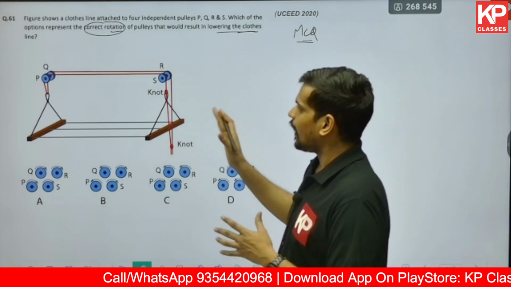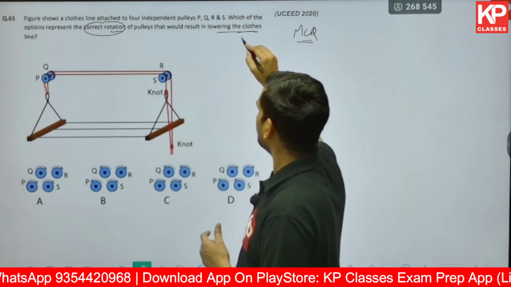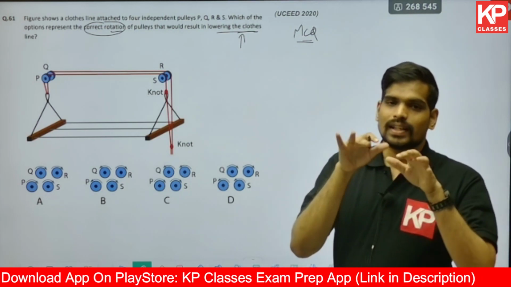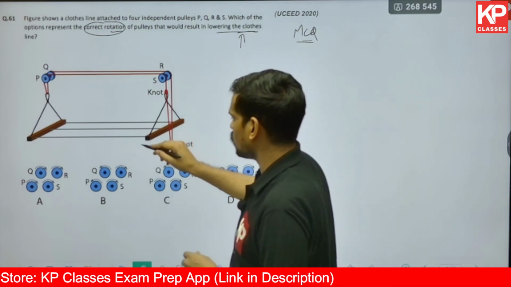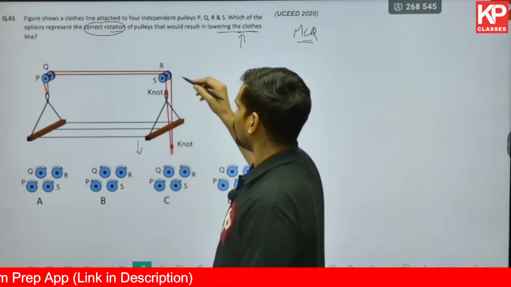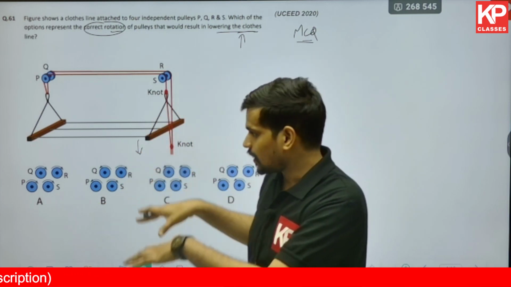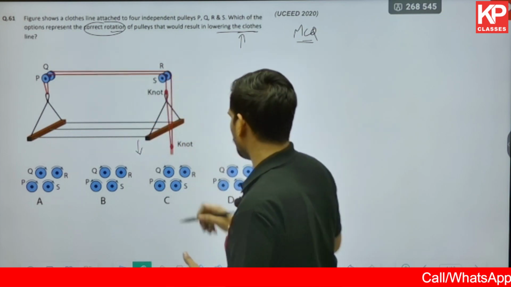Now let us try to have an observation over here. The clothesline has to move down. That's what lowering of clothesline they're saying. So first thing is to understand what is the movement of the load. The load in this case is the clothesline that is moving in the downward direction, that has to be lowered. The complete setup of the clothesline has to move downwards. There's a knot over here and the thread moves on these pulleys.